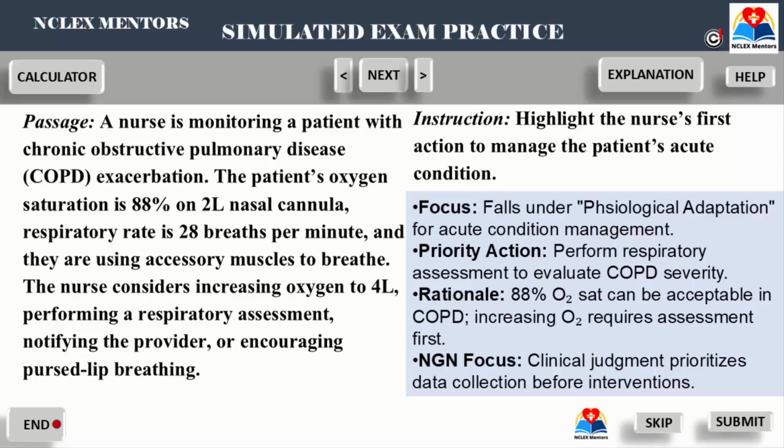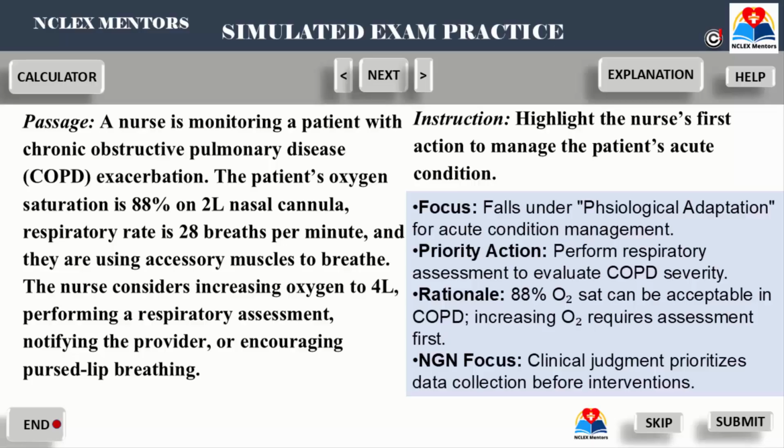Notifying the provider. You'll get there if needed, but calling without complete assessment data? That's like handing over a half-finished puzzle. Providers need your full report first. Encouraging pursed-lip breathing. It's a great technique to help control breathing, but again, not your first priority in this acute moment. You need to assess to know how serious this situation is.